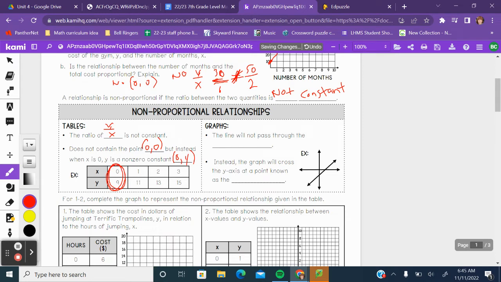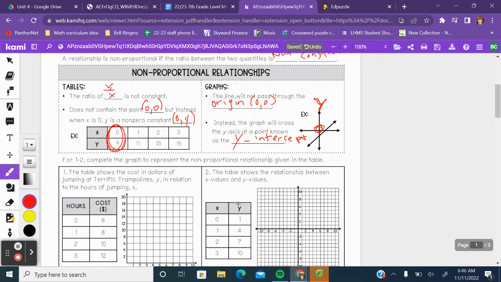What about this one? If I'm looking at a graph, the line will not pass through the origin. Remember that word? The line will not pass through the origin, which is 0, 0. See, it doesn't pass through here. And instead, the graph will cross the y-axis at a point known as the, here's a new word for you, y-intercept. Intercept. That's just where the line crosses the y-axis. The y-intercept is where the line crosses the y-axis.